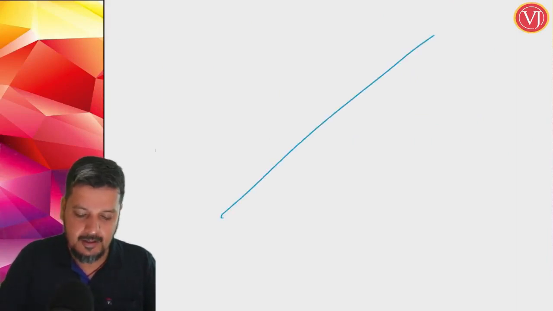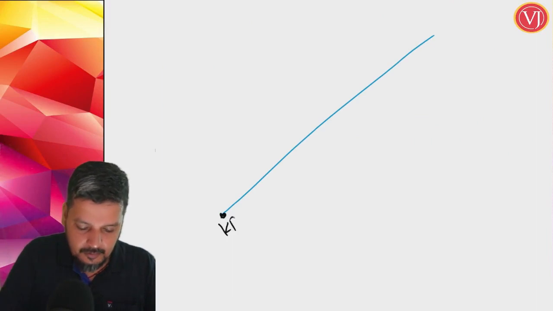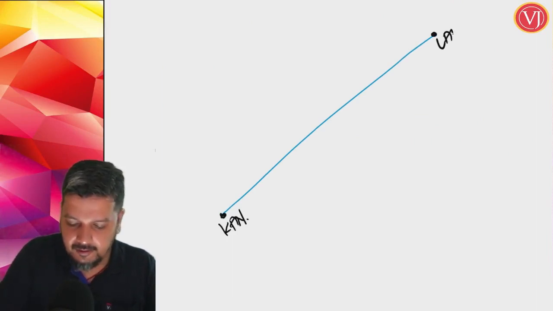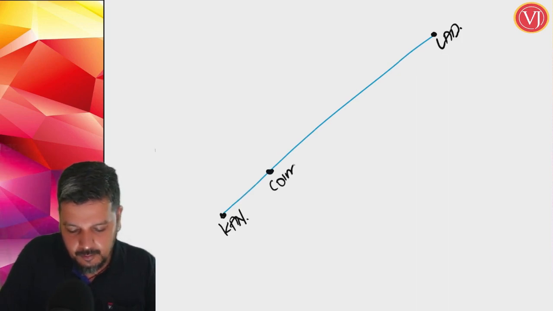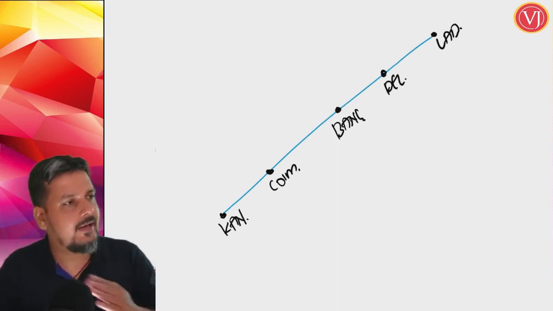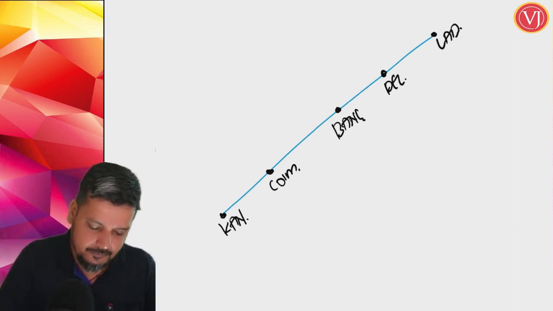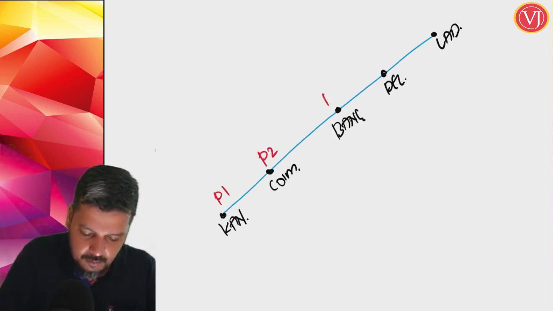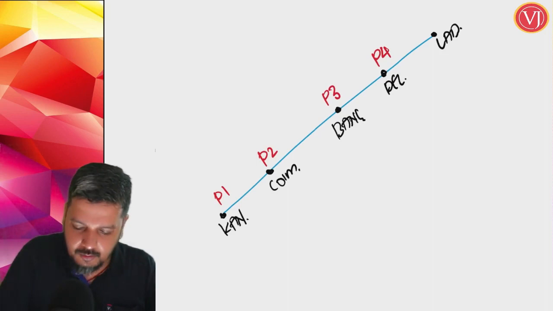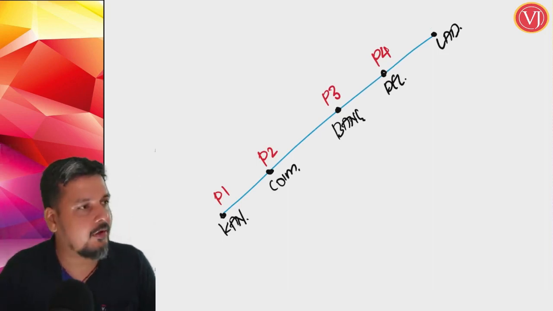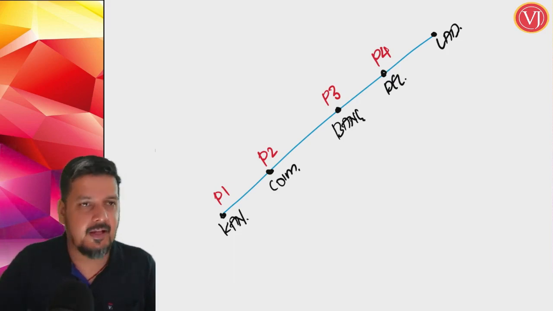let me give an example where there is a train which is starting from Kanyakumari and ending at Ladakh. There is a passenger who has entered at Kanyakumari. There is a passenger who has entered from Coimbatore, and there is a passenger who has entered from Bangalore, and there is a passenger who has entered from Delhi. And via Delhi it has gone to Ladakh. So how many passengers are there? Passenger 1, passenger 2, passenger 3, passenger 4, 4 passengers. Everyone has taken a ticket.